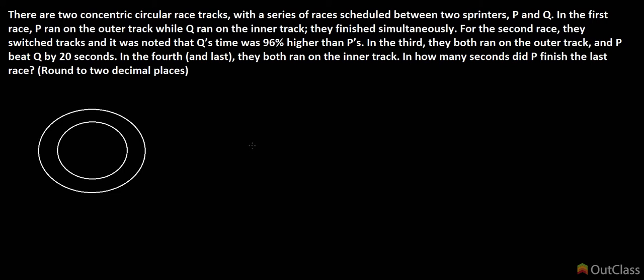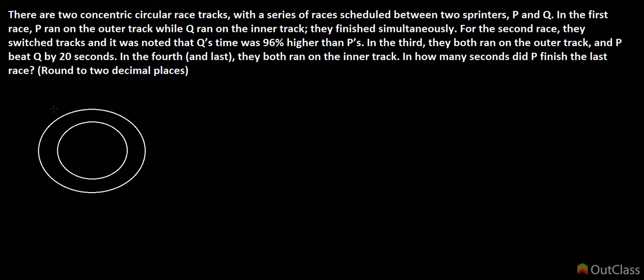In the first race, P runs on the outer track and Q runs on the inner track, and they finish simultaneously. So P can do this distance in the same time that Q can do this distance. P is clearly faster than Q. For the second race, they switched tracks, and it was noted that Q's time was 96% higher than P's. So now Q, the smaller person, is on the bigger track.